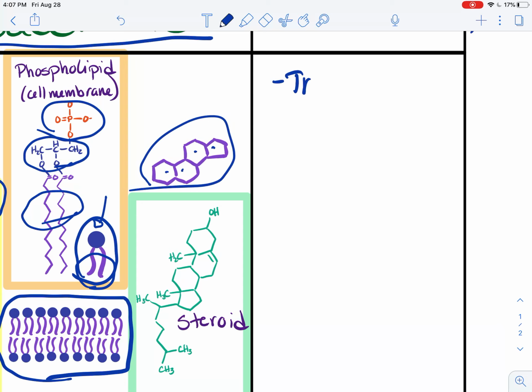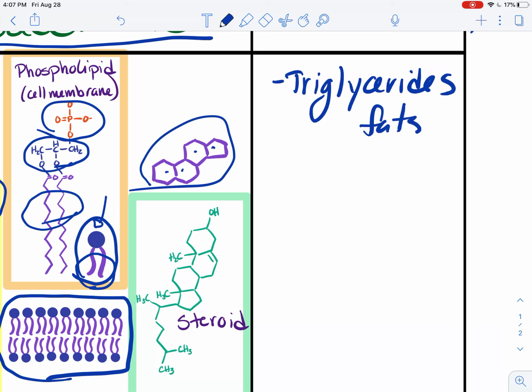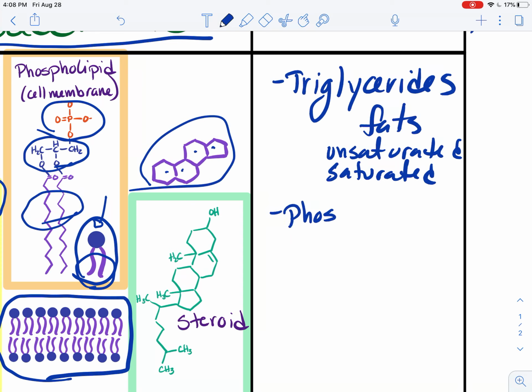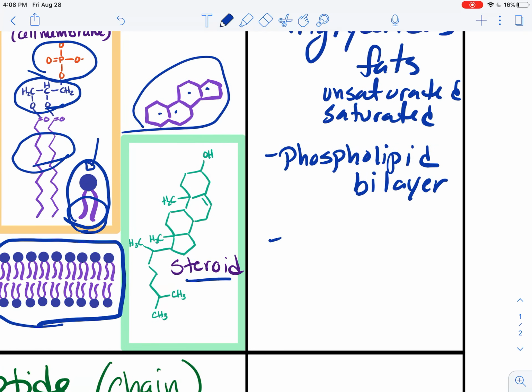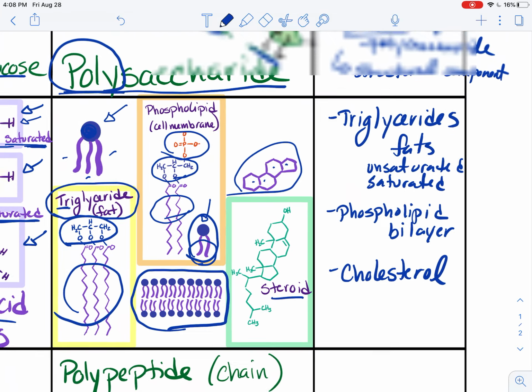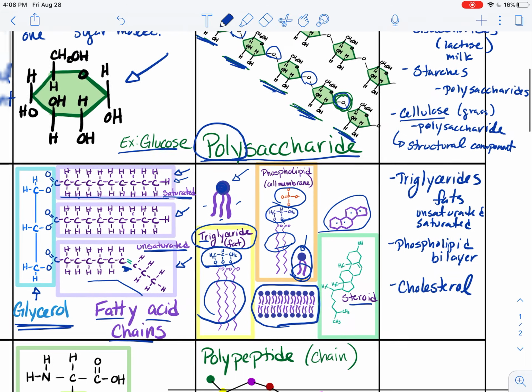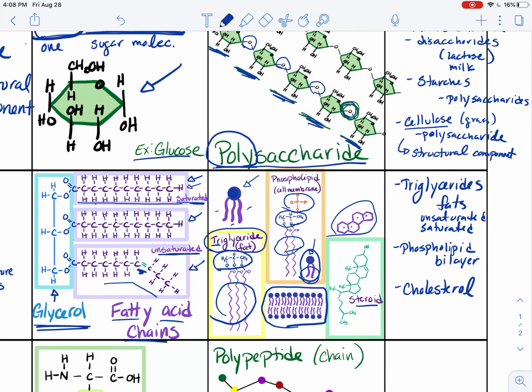So what are some examples of these? Again, a really popular example is triglycerides, which are technically the fats, and those can be unsaturated or saturated. Our cell membrane, or our phospholipid bilayer, is another example of where we see our lipids. And the other one is steroids. An example of this would be cholesterol. So those are some examples of our lipids.